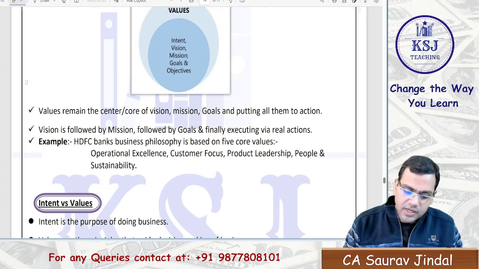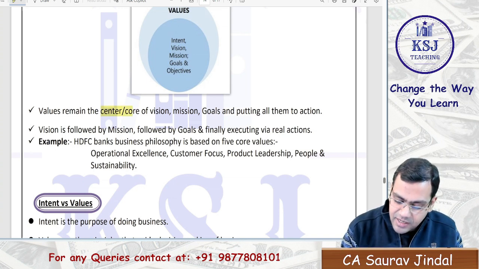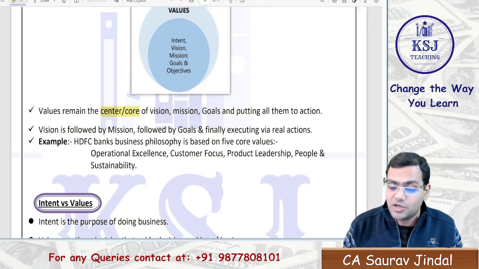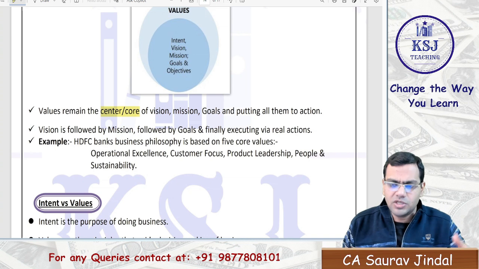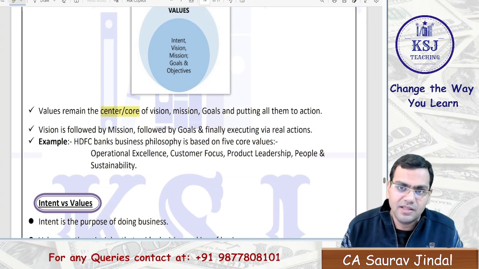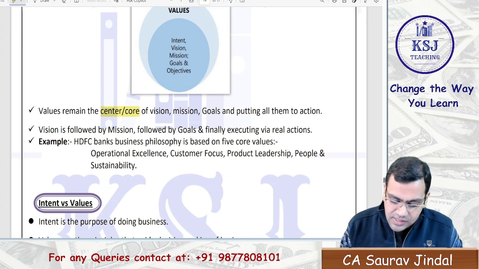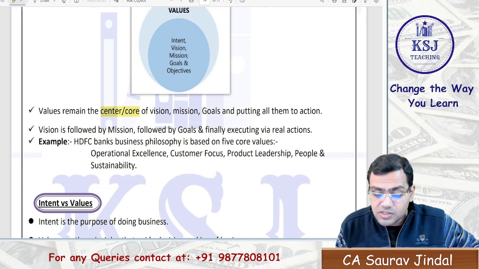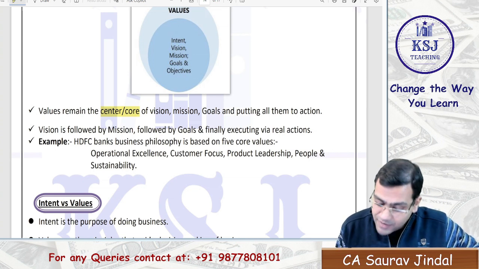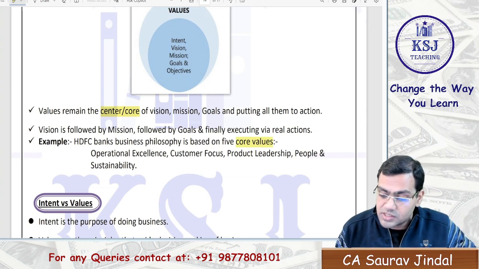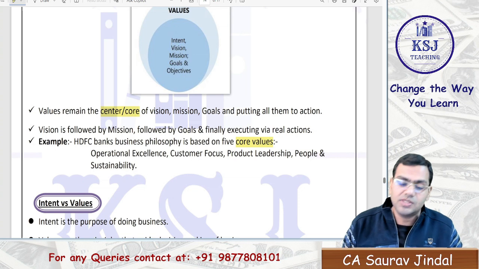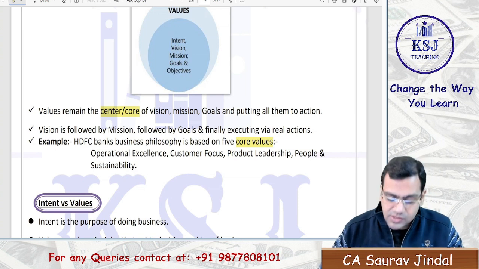So that is what he says: the value remains the center or core of vision, mission, goal, and putting them all into action. Vision is followed by mission, followed by goals, and finally executing via the real actions that we have discussed. For example, HDFC Bank's business philosophy is based on 5 core values: operational excellence, customer focus, product leadership, people, and sustainability.